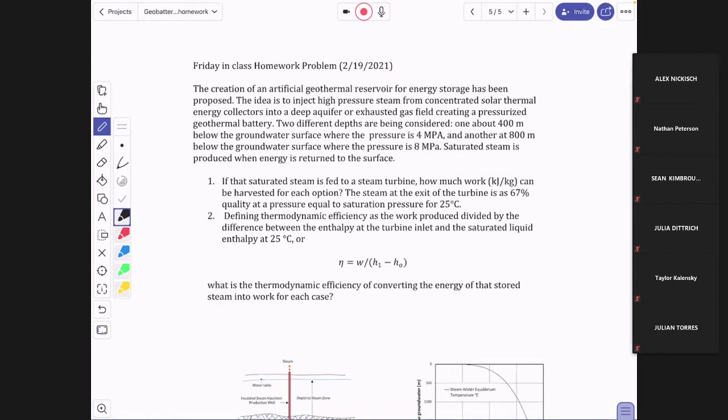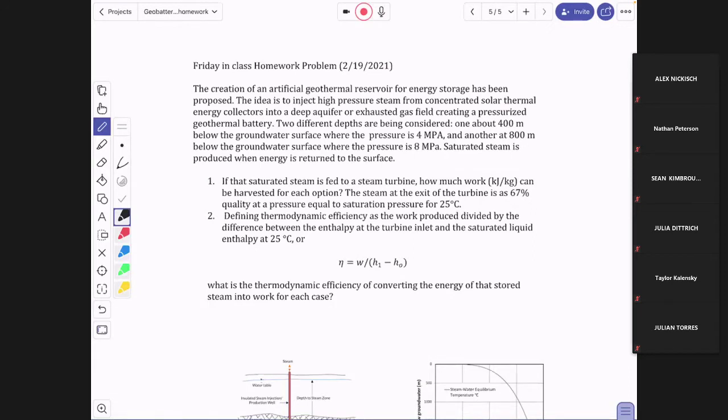Okay, so if that saturated steam is fed to a steam turbine, how much work in terms of kilojoules per kilogram? Then I could just multiply that by my mass flow rate coming from the field, and that will give me my total energy production. But what I'm looking for here is how much energy per kilogram of steam am I going to be able to produce? And so I'm going to feed that into the steam turbine.